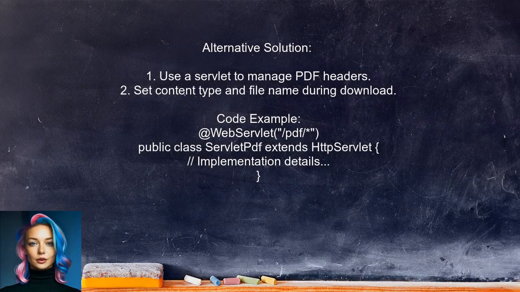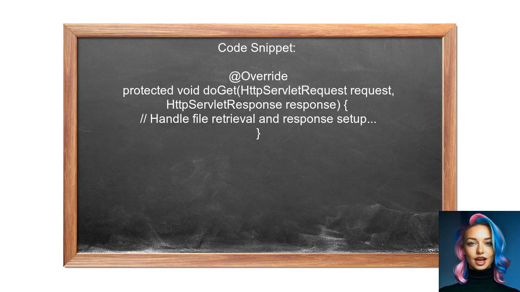This user suggests that the issue with the default header in the PDF player arises because the default streamed content loses the file's properties, such as the title and name. They recommend using a servlet to set the header, content type, and file name while downloading the PDF. They provide a code snippet for the servlet that handles the file retrieval and response setup. This ensures that the correct content type is set and the file is served properly.